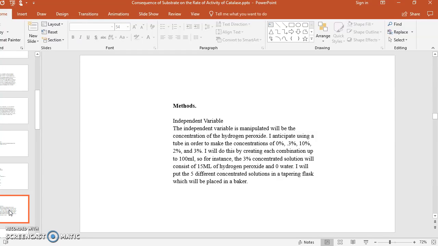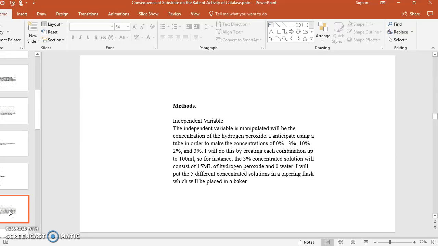Method. Independent variable. The independent variable that is manipulated will be the concentration of the hydrogen peroxide. I anticipate using a tube in order to make the concentrations of 0%, 2%, 10%, 2%, 2%. I will do this by creating each combination up to 100 millimeters. So for instance, the 2% concentration solution will consist of 15 millimeters of hydrogen peroxide and 0% of water.